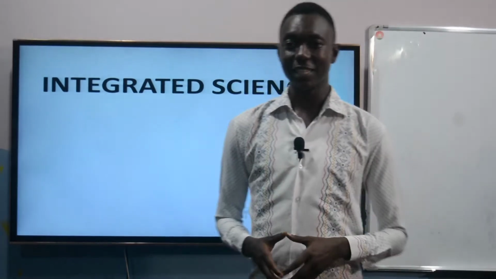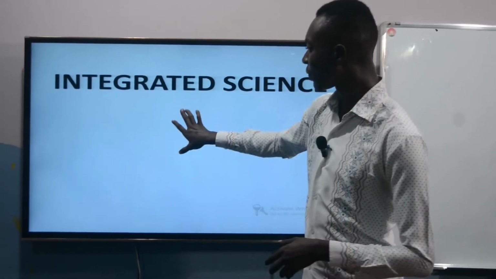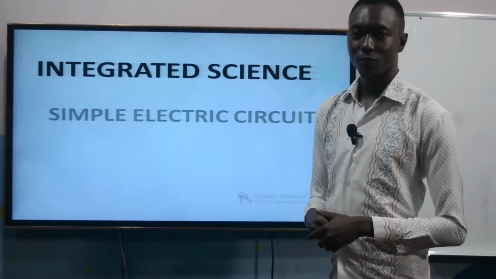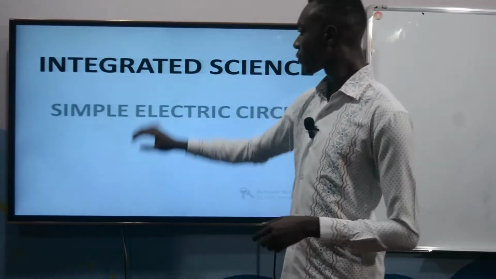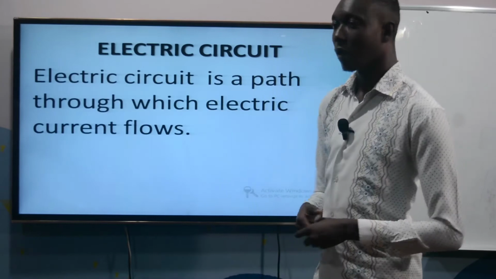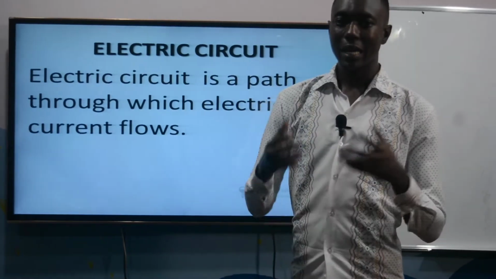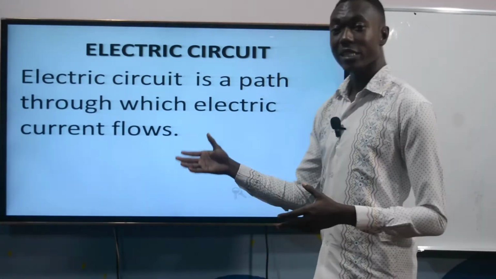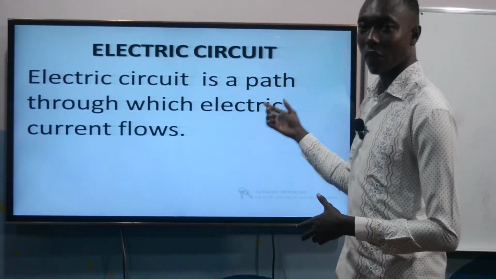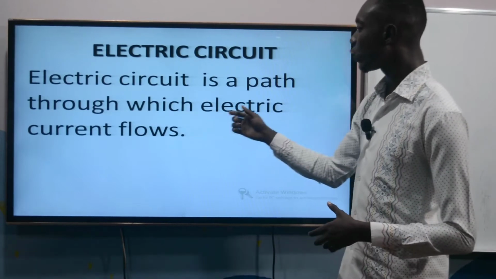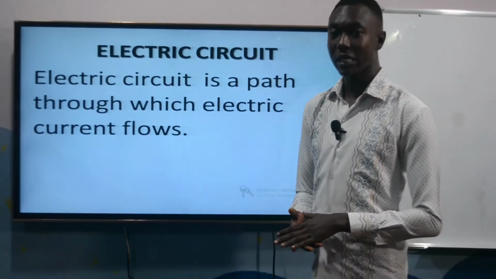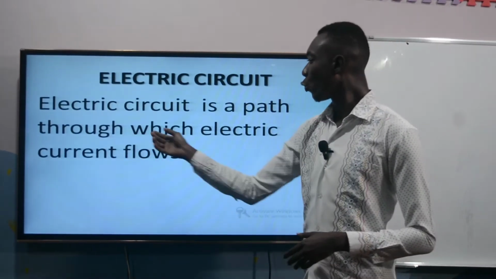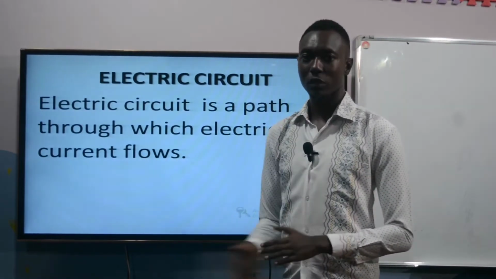In today's lesson, we are going to treat simple electric circuits. Alright? What do we mean by an electric circuit? An electric circuit is a path through which electric current flows. I repeat, an electric circuit is a path through which electric current flows.